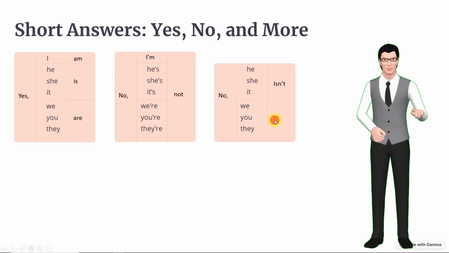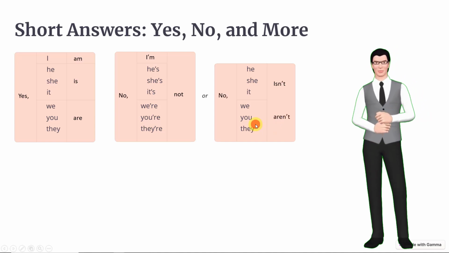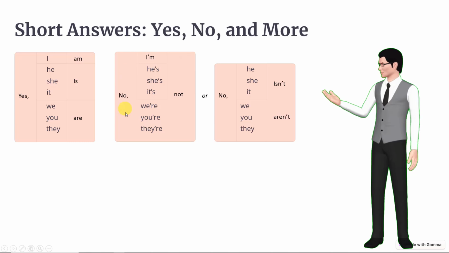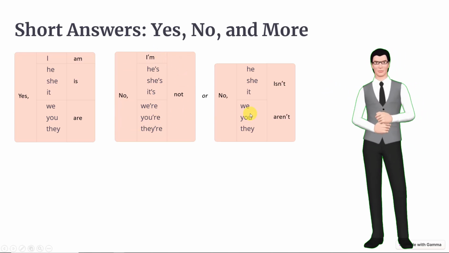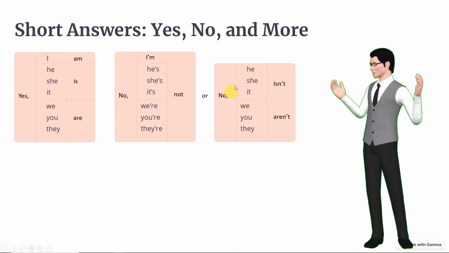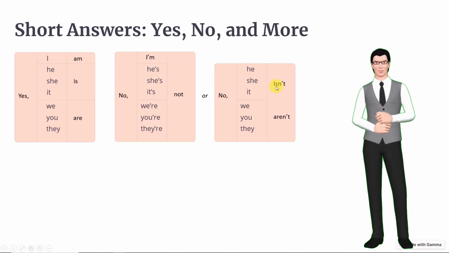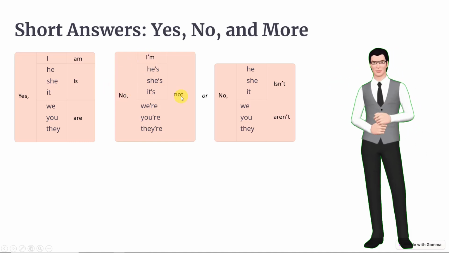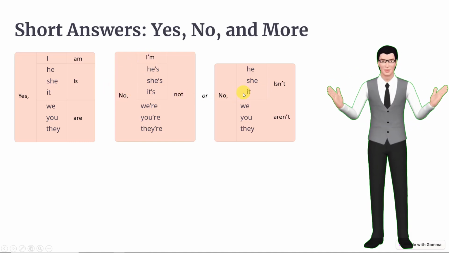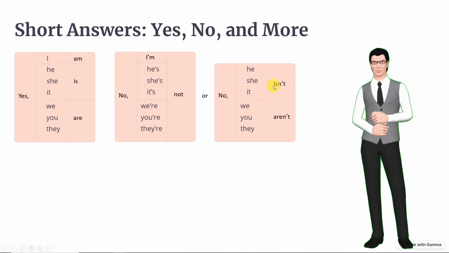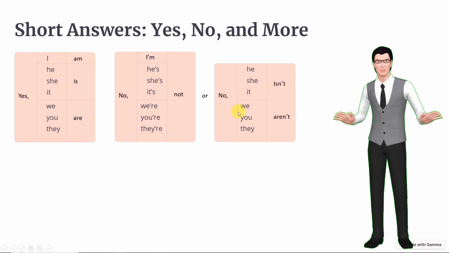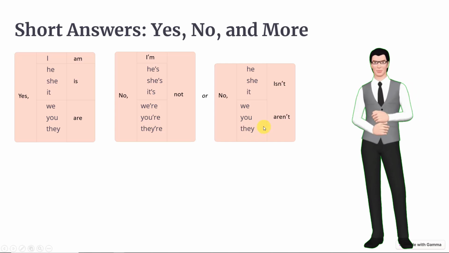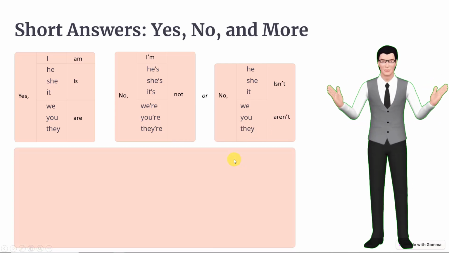Right, and of course, here it is. So you can either answer these short answers over here, or you can just go straight. You can say, no, he isn't. Right? It's the same as no, he is not. Or no, he's not. It's the same thing. You can say, no, he isn't. No, she isn't. No, it isn't. No, we aren't. No, they aren't. Right. Now let's look at it in use.